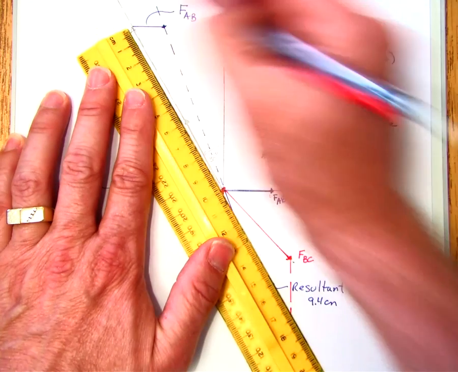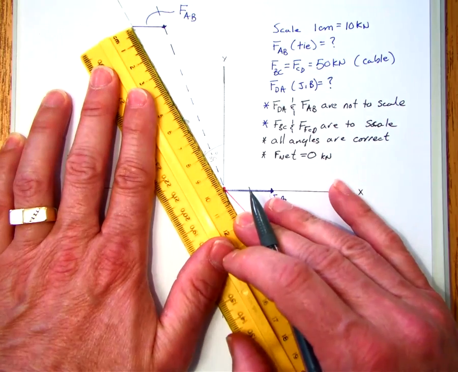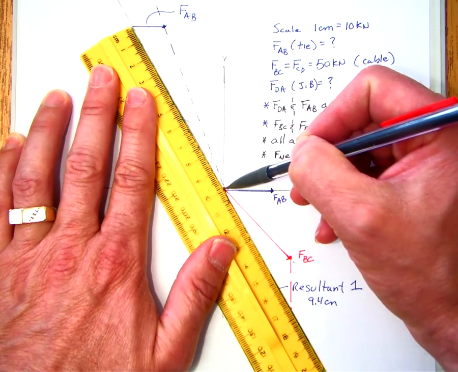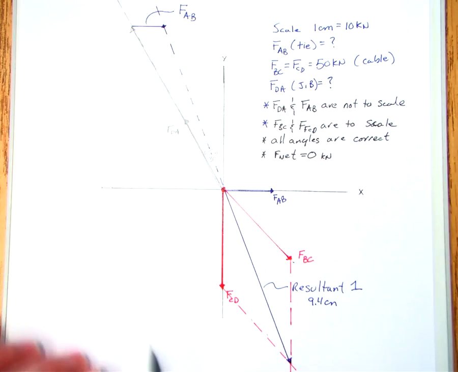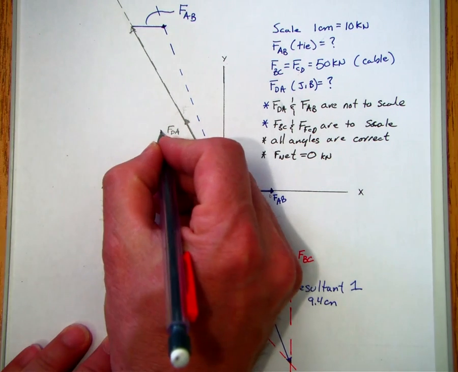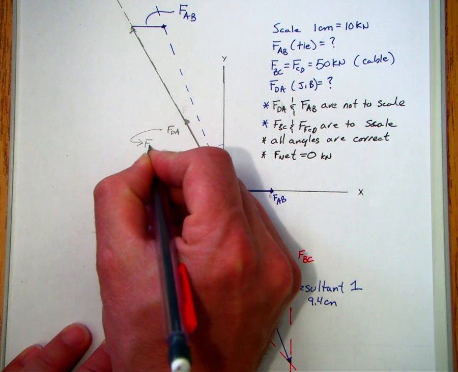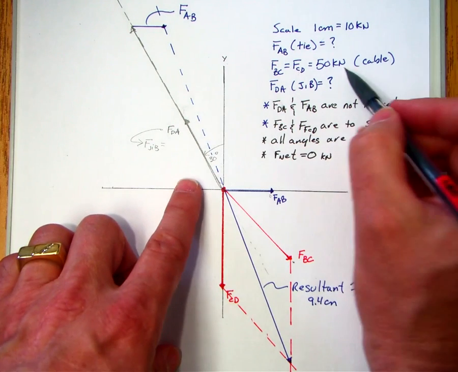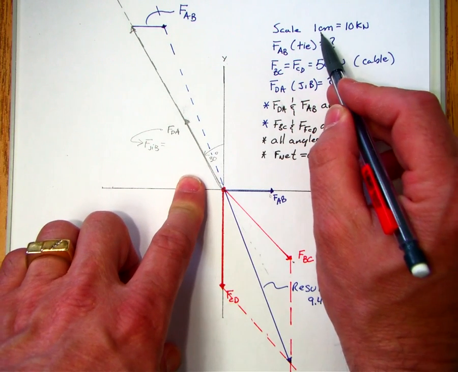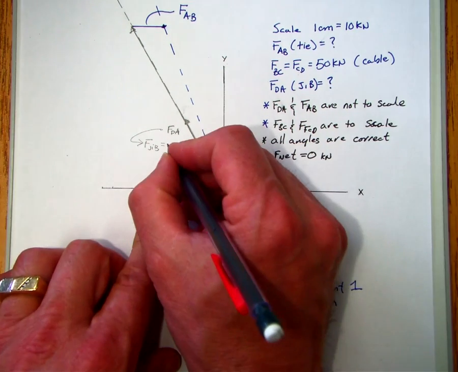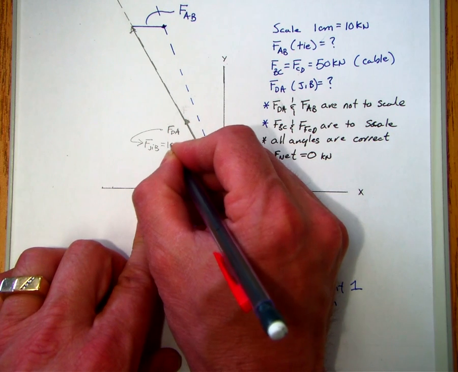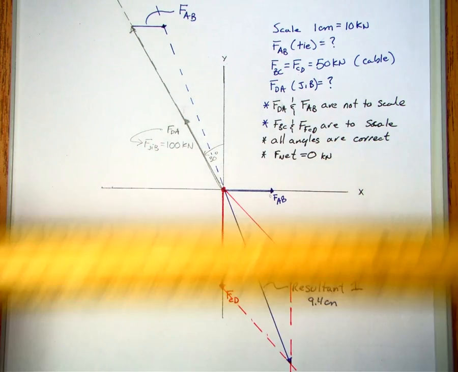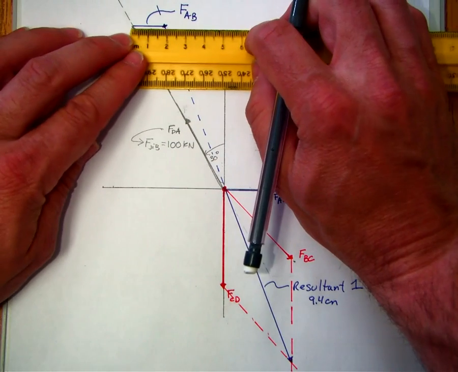So we'll stretch that out to there. So I'm going to measure it now because the ruler is already in place. And if we measure carefully from here to here, this is 10 centimeters long. So force dA, which is technically the force in the jib, is 10 centimeters long, and with my scale of 1 centimeter equals 10 kilonewtons, this is 100 kilonewtons.